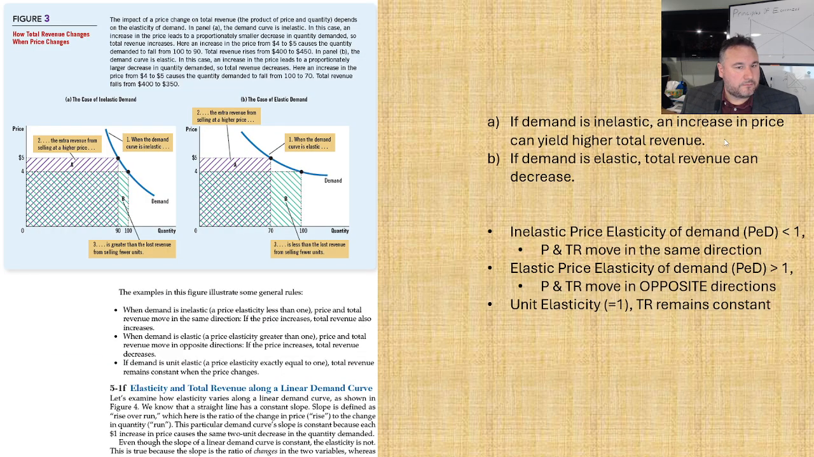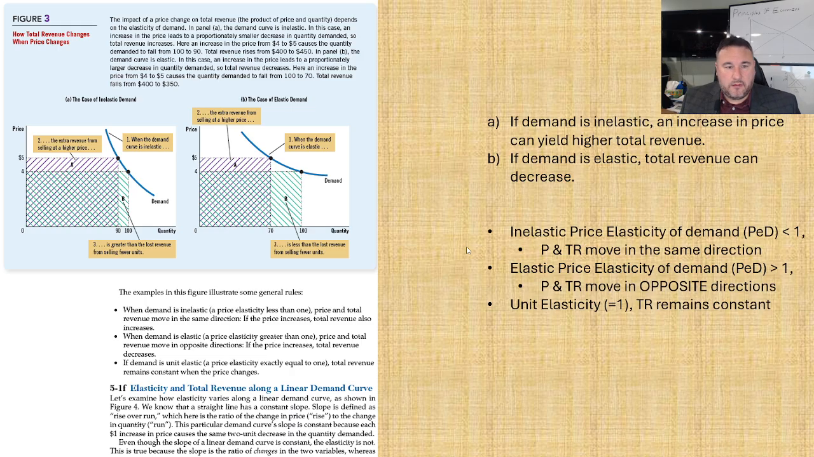So here we go. What I just said, if it's more inelastic, an increase in price can yield total revenue increasing. So basically that means it covers more area, and more elastic curves are going to end up covering less area, so less total revenue.